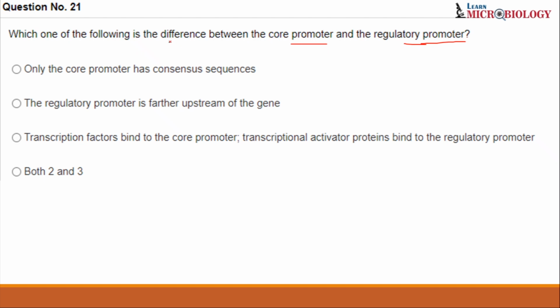We have to find what is the difference between the core promoter and regulatory promoter. Only the core promoter has consensus sequence. We know core promoter has a common sequence. You might have heard about the TATA box, right? Even your regulatory promoter can also have consensus sequence. Next option, the regulatory promoter is farther upstream of the gene.